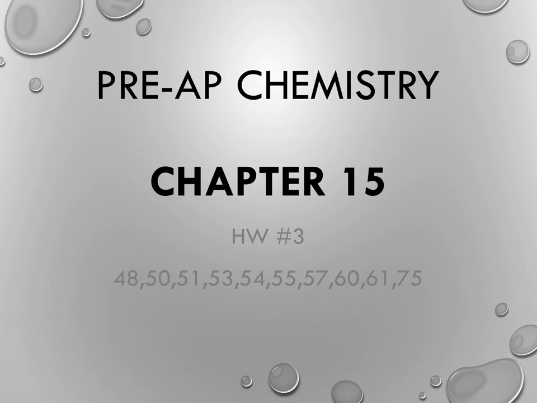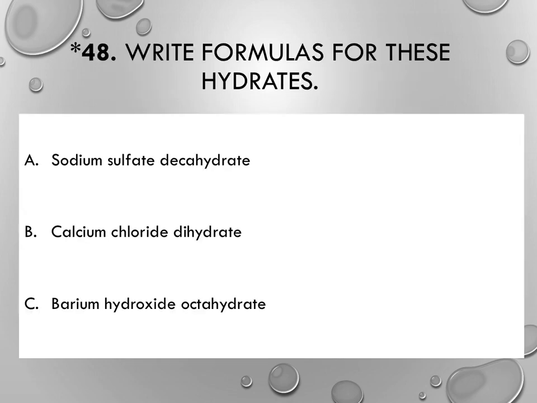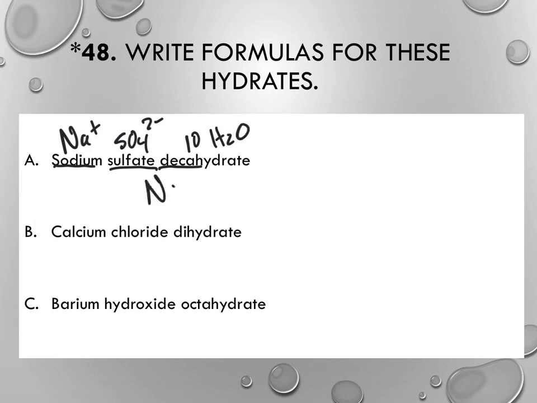But chapter 15, homework 3, we'll go through these real quickly. It says, write the formulas for these hydrates. You know, sodium sulfate decahydrate. If you see deca, that's going to mean that it's got 10 of the water molecules bonded to it. Sodium sulfate, I'm sure you know your ions, hopefully. Sodium and sulfate, and decahydrate means 10 water molecules. You'll need to write that out appropriately. So sodium sulfate dot, since it's hydrated, the 10 H2Os. That's how you'll write that.